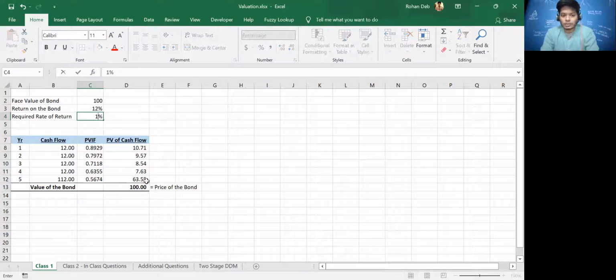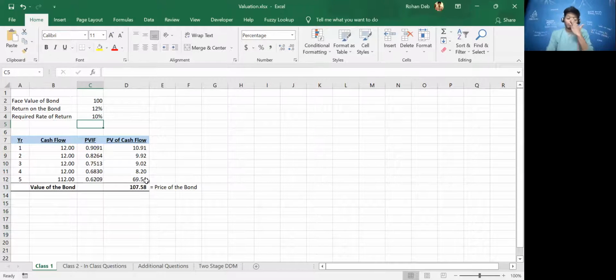Now, if my required return was 10%, so I require only 10% on my investment, whereas the bond is giving me 12, I'm getting a lot more than I want. So in that case, I'm willing to pay extra. I'm willing to pay a premium on that bond. If I put 10% and press enter, you'll see that the value of the bond will go above 100 rupees. In this case, it's 107.58.